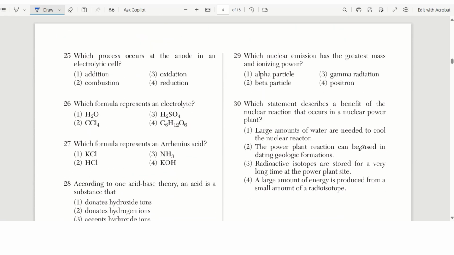Number 25. Which process occurs at the anode in an electrolytic cell? So it doesn't matter if it's an electrolytic or not. You can remember this: An Ox, Red Cat. So at the anode, we have oxidation, always.